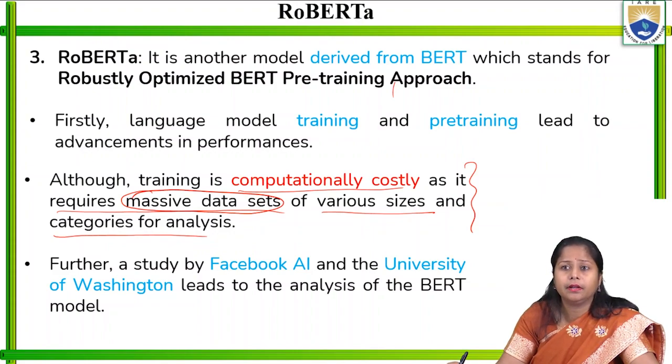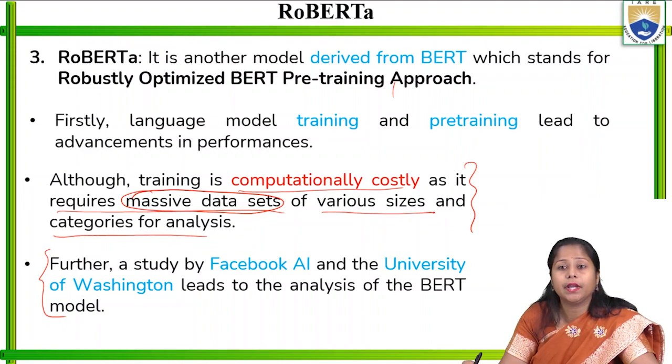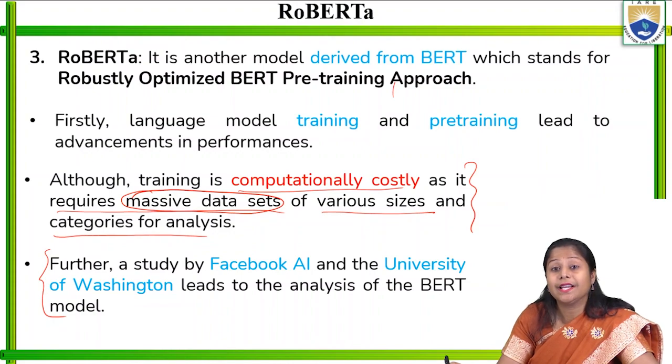of RoBERTa, but also an advantage whenever we are using a large amount of data. Further, a study by Facebook AI and the University of Washington led to the analysis of the BERT model. So how did it come into the picture? Facebook AI and the University of Washington worked on the BERT model, and they had some slight complications when interpreting with these models. So that was the advancement over the BERT language model.